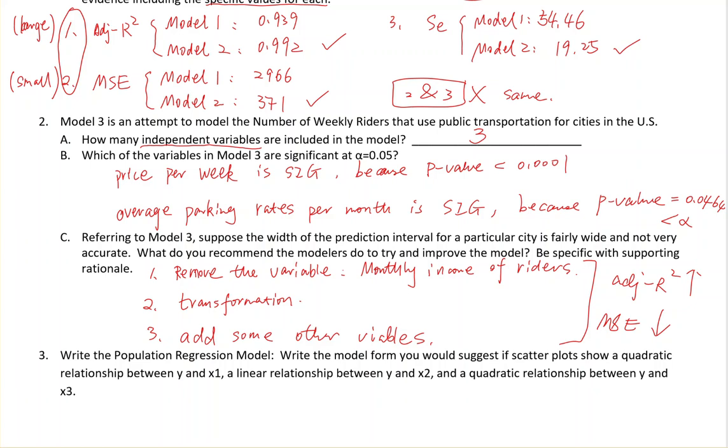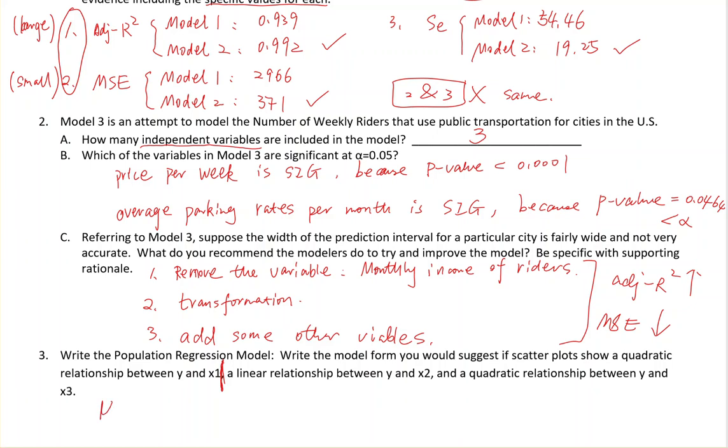It looks like a strange question, right? You don't have any clue for now, right? So now let's just figure it out step by step. So first, it says the scatter plot shows a quadratic relationship between y and x1. Until here, what will be the regression model? What will be the population regression model if the scatter plot shows a quadratic relationship between y and x1?